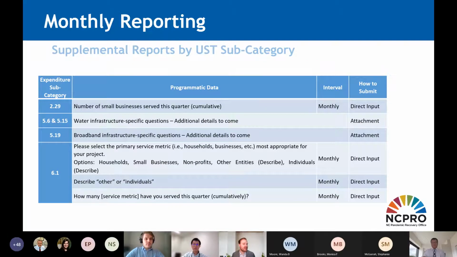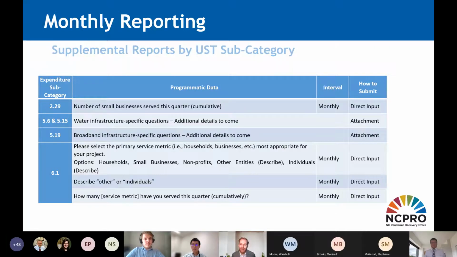As we've mentioned, there are some unique questions depending on your expenditure subcategories defined by U.S. Treasury. For small business programs, they need to know on a quarterly basis the total number of small businesses served. Since this is going to be a monthly report, we're going to ask you to keep a cumulative total of unique businesses served under your program.